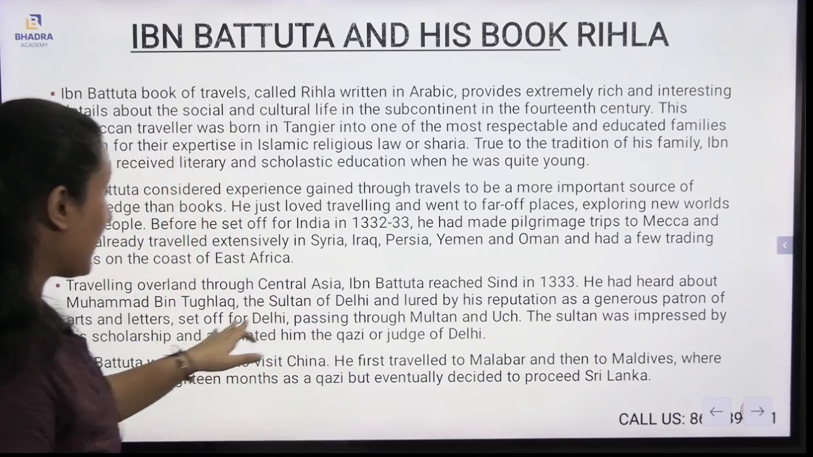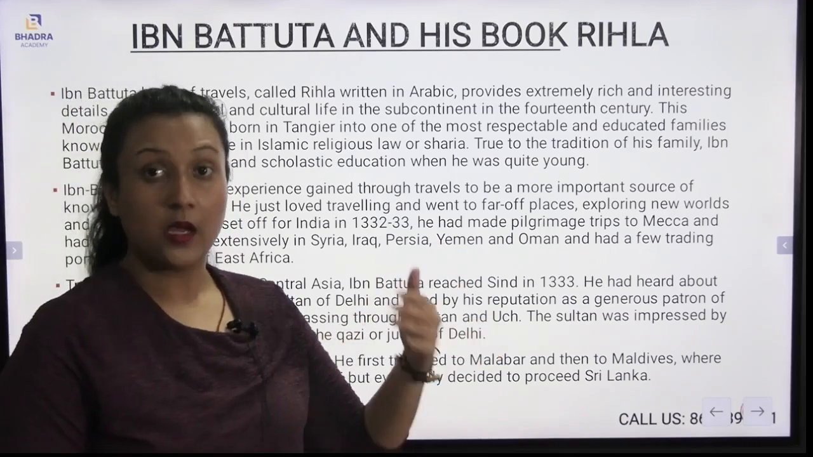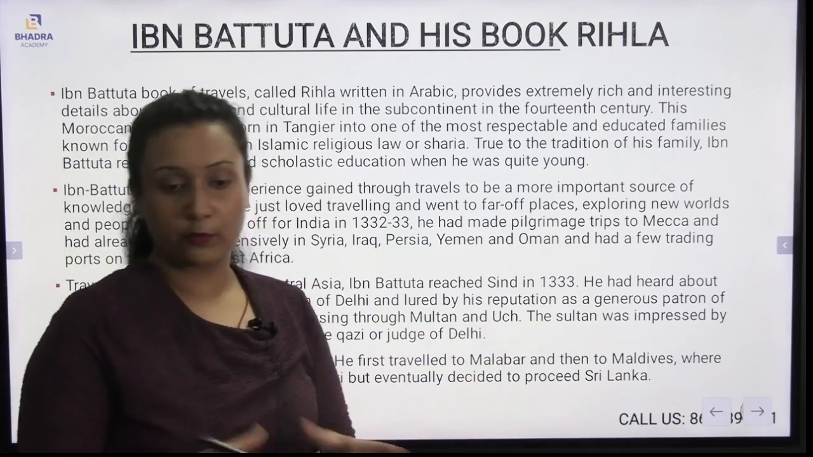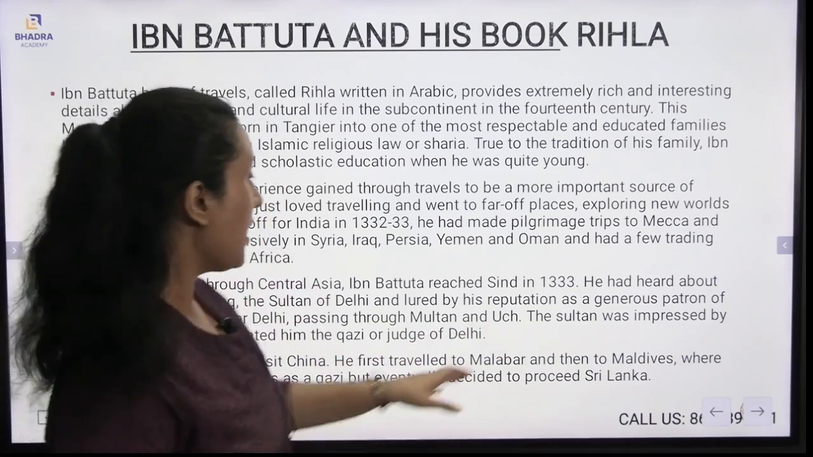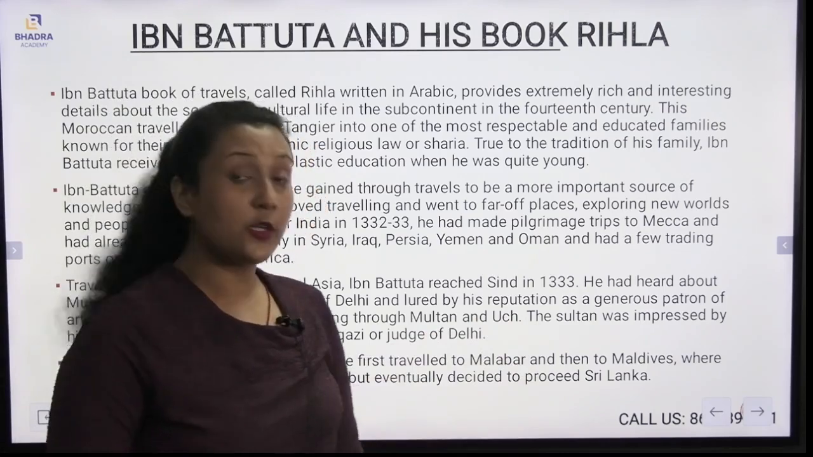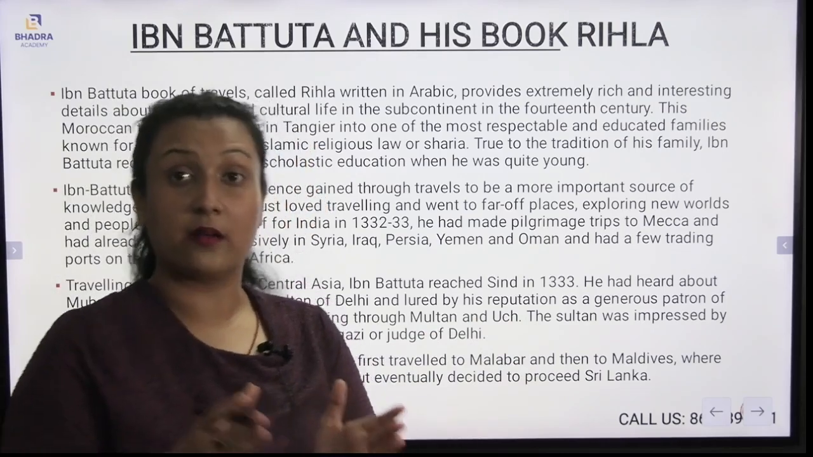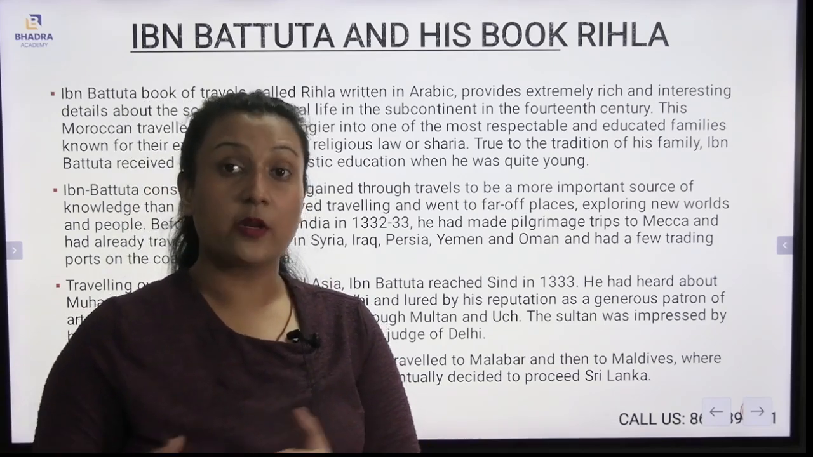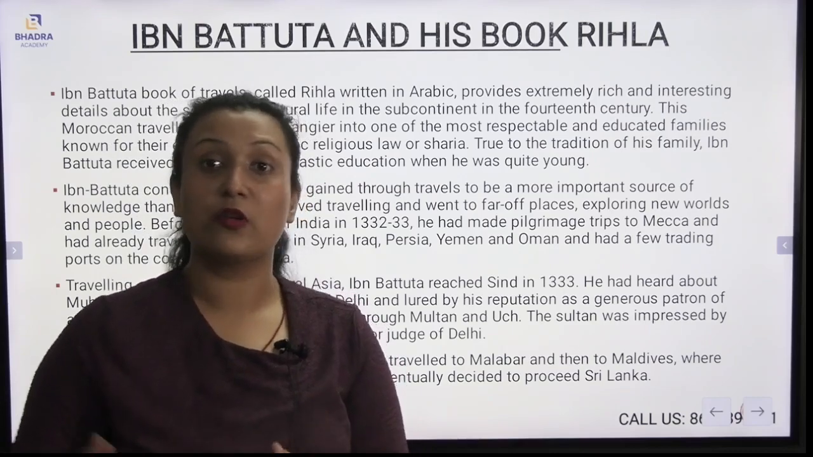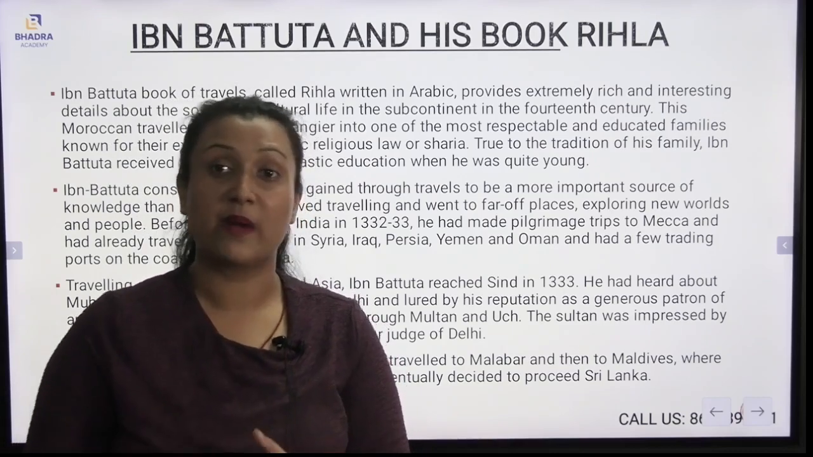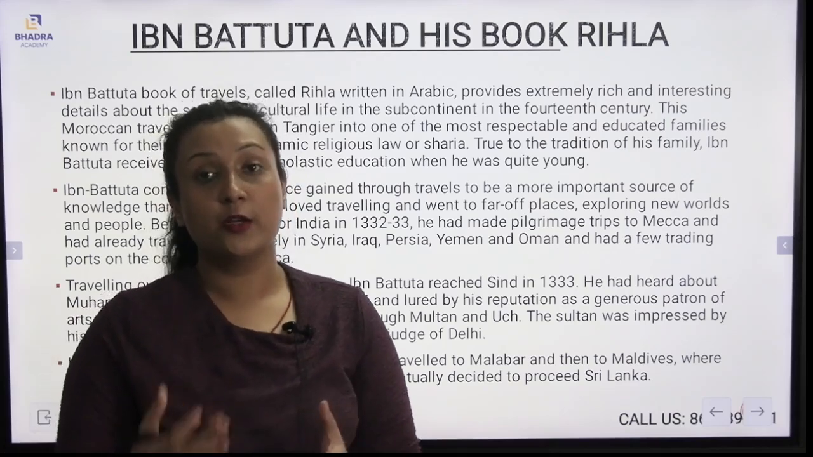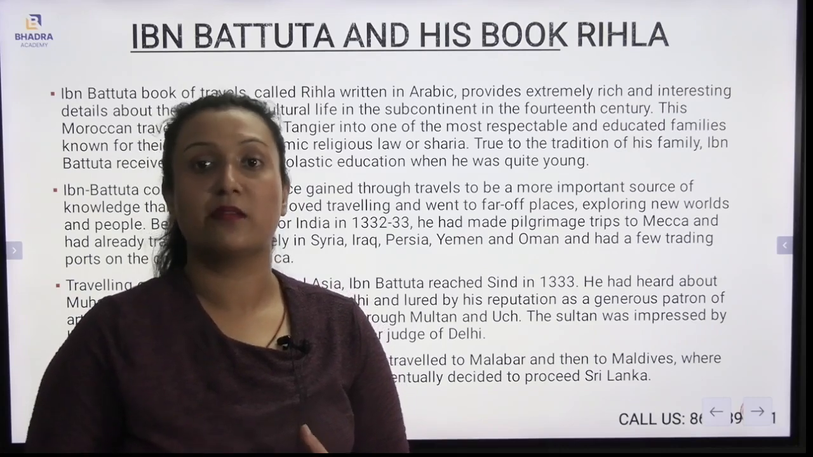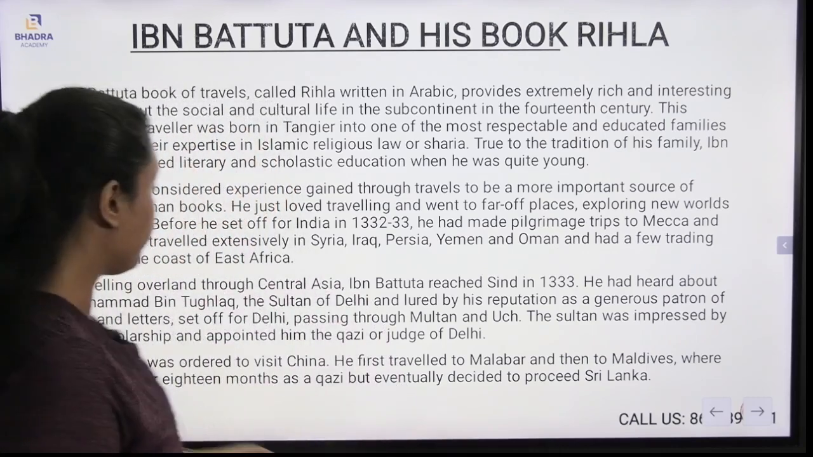Also, on the other hand, he went to Delhi by passing Uch and Multan. Uch and Multan were the most particular states during that time. In 1333, Sultan Muhammad bin Tughlaq actually met Ibn Battuta. He was very much impressed by his scholastic knowledge. As a result, Ibn Battuta was appointed as the Qazi or judge of his court.